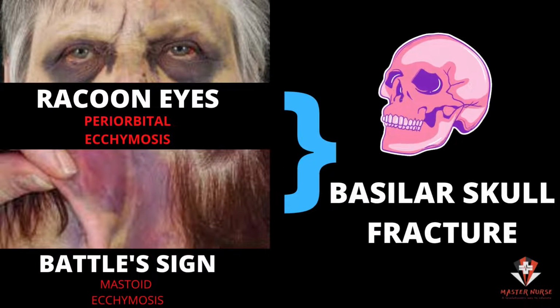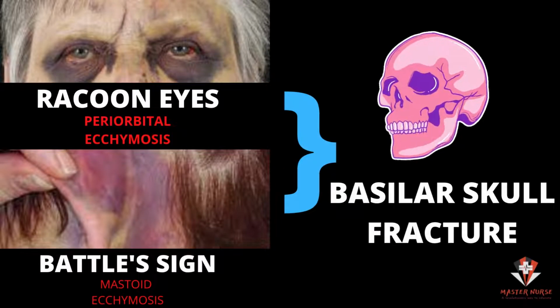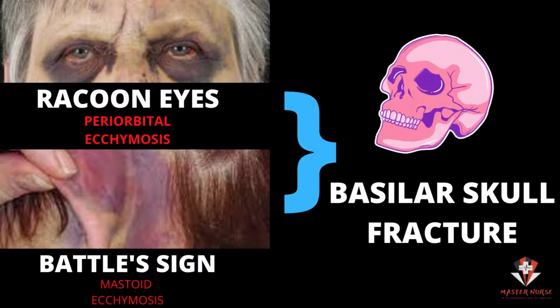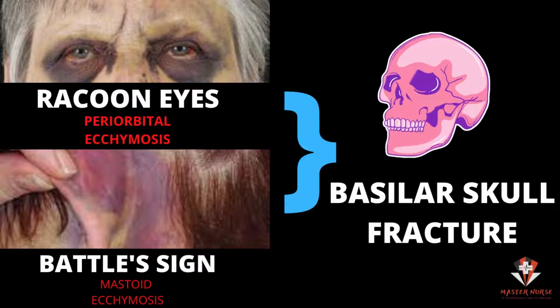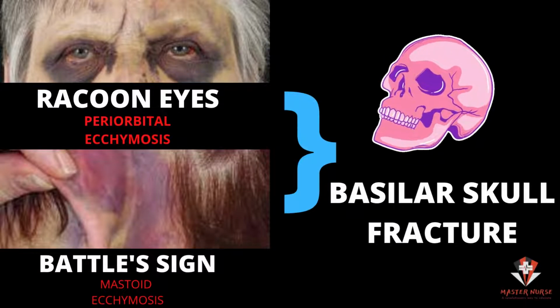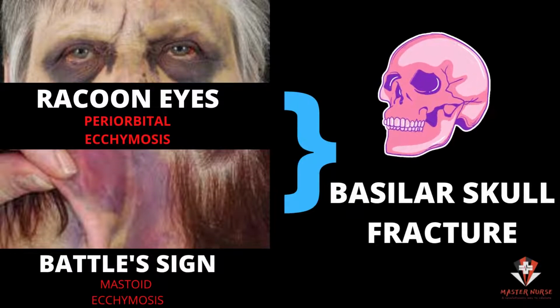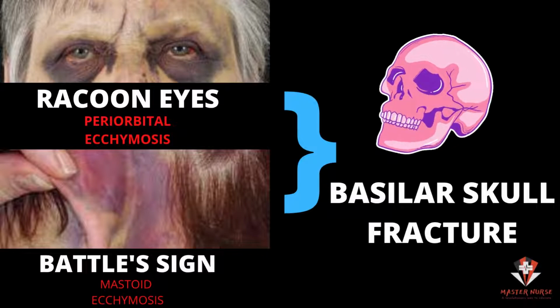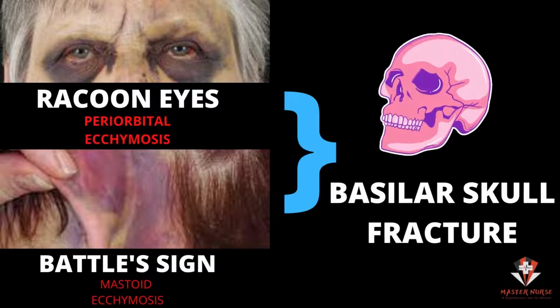These two conditions are commonly seen in which disease or which issue? If you see, the answer is basilar skull fracture, which means if there is a fracture in the base of the skull which involves temporal bone, ethmoid bone, orbital plates, etc., it will result in these two symptoms, the raccoon eyes and battle sign.